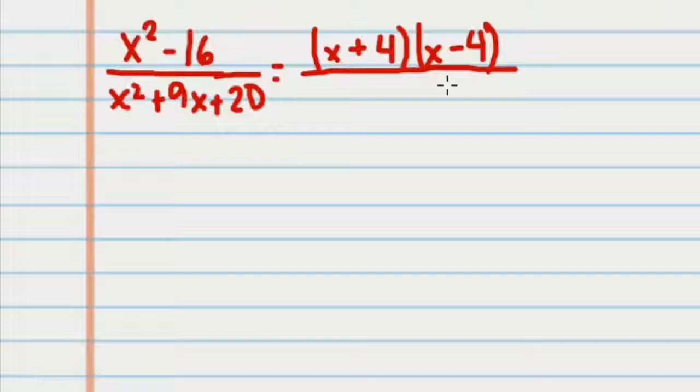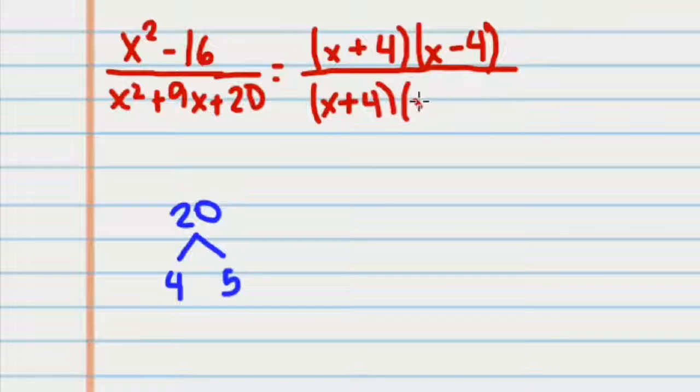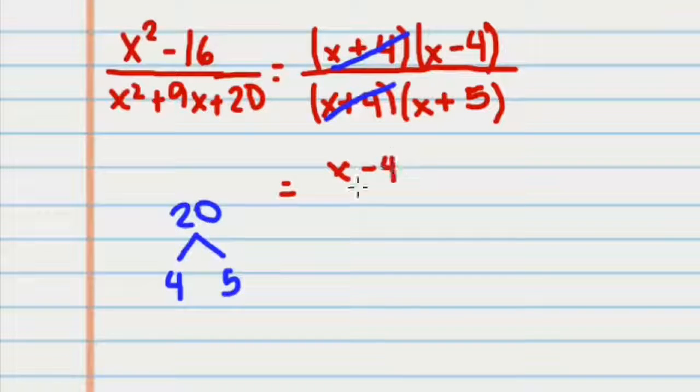which is 4. Now, in the denominator, we have a trinomial with a leading coefficient of 1. To factor it, all you need to do is find two numbers that multiply to 20 but add to 9. This is clearly 4 and 5. So it's going to be x plus 4 times x plus 5. And we can clearly see that x plus 4 will cancel. So the final answer is x minus 4 divided by x plus 5. And that's how you can simplify rational expressions.